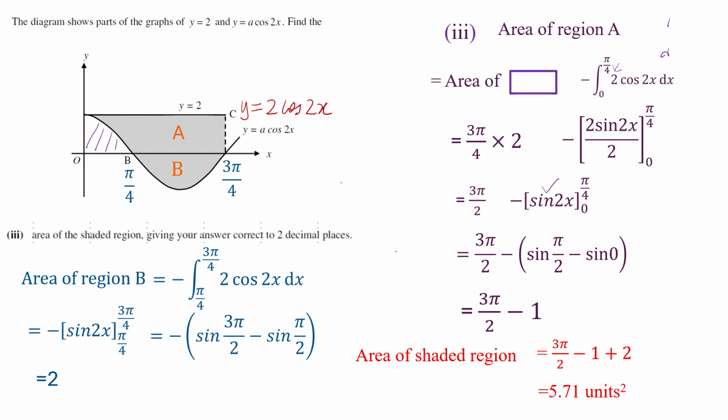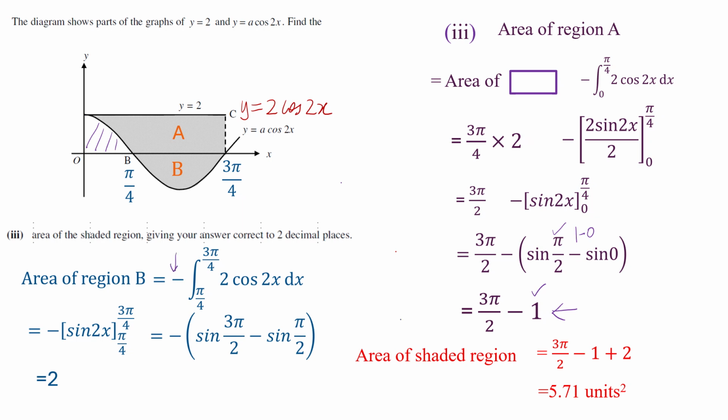Then of course you sub in your limits. Sub in x to be pi over 4. Pi over 4 times 2 is pi over 2. Sub x to be 0. So sine 90 will give you 1. This will be 1 minus 0. That gives you 1. Okay, so that is the area of region A. We're going to keep it. Don't touch it.